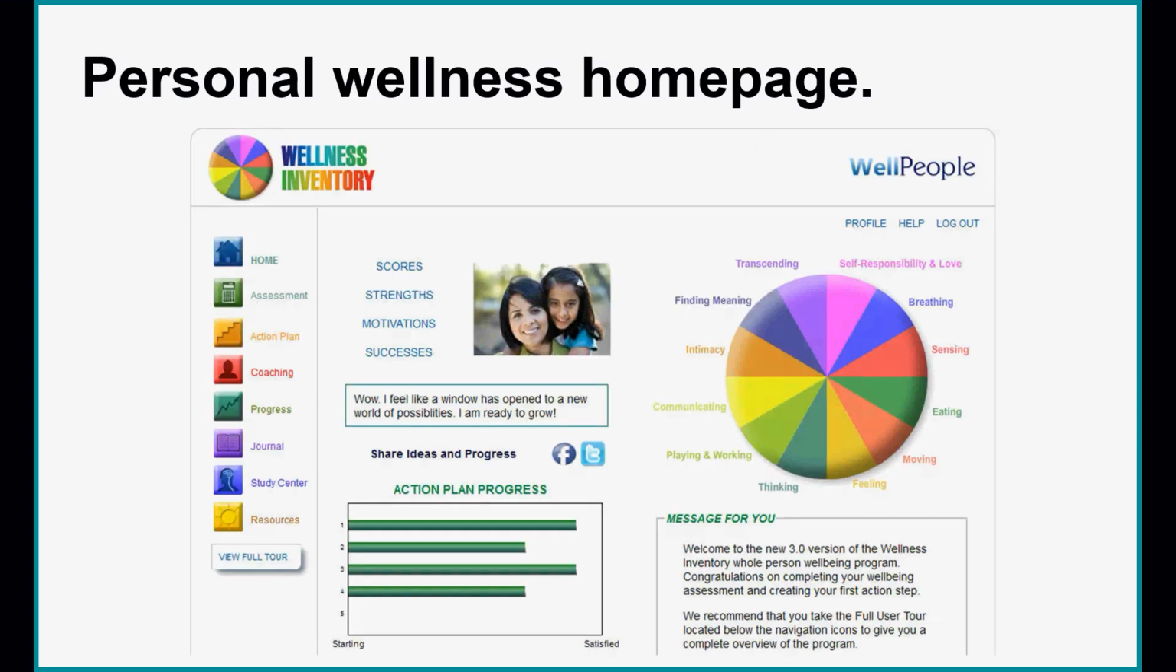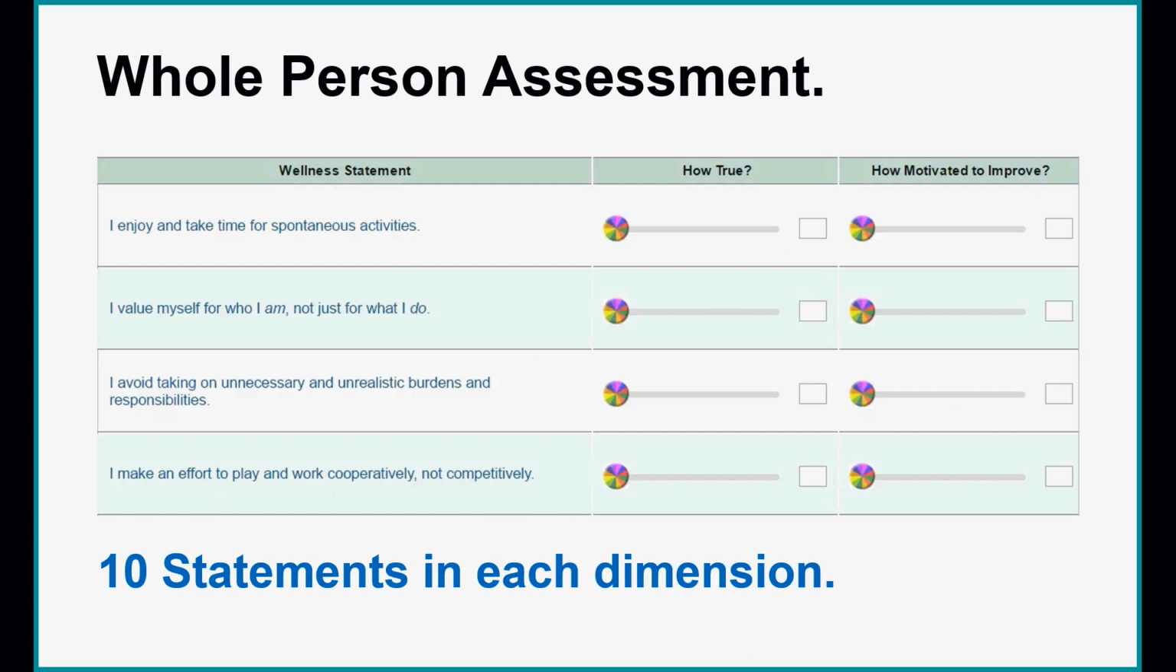We'll start with the home page, which we'll get back to in just a moment, but here you see the wheel, personalized photos, the key features on the left. And the program starts with the classic wellness inventory assessment. It's a whole person assessment for all 12 dimensions, and there's 10 statements for each dimension, so 120 statements total. There's 2 questions for each, how true and how motivated to improve.